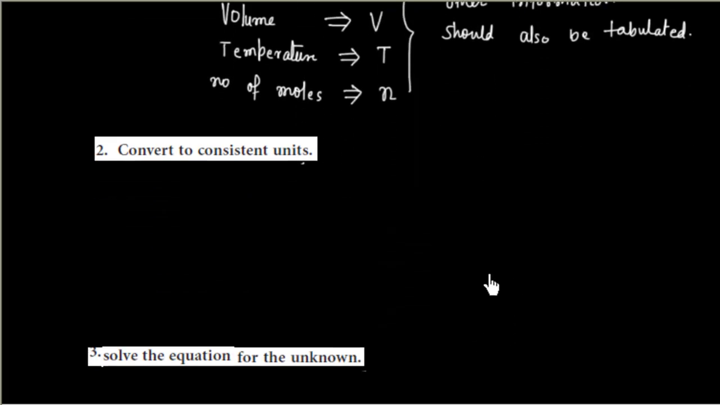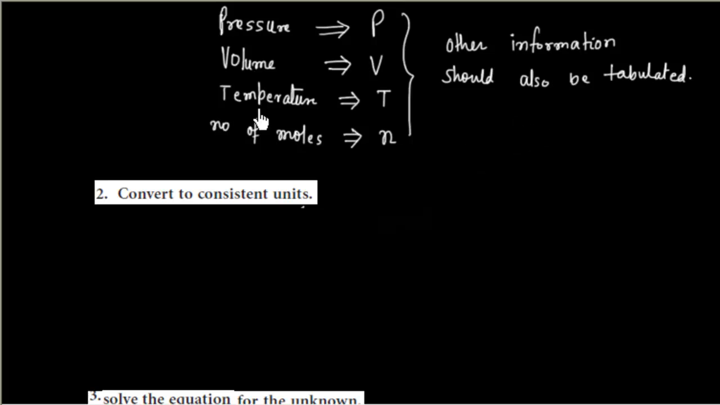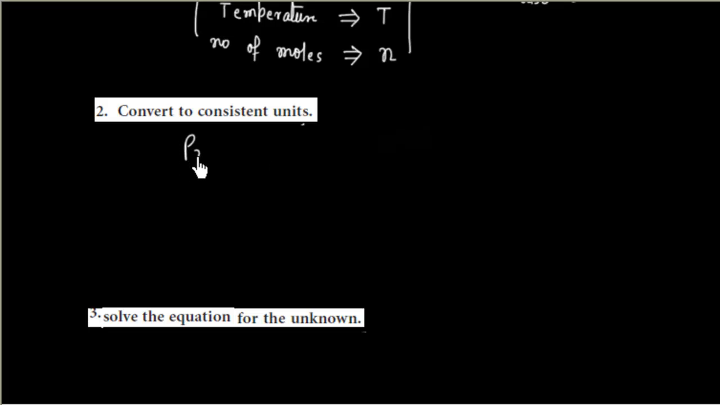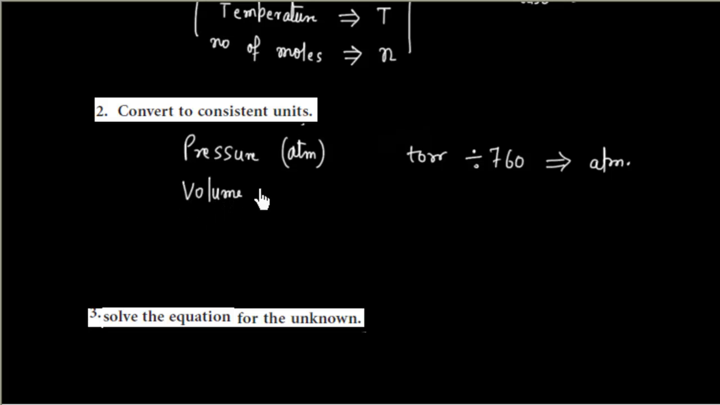Now once you have this information, these four variables and any other information, you have to convert into consistent units. For pressure, we need atmospheric pressure. So if pressure is given in torr, we have to divide by 760 to convert into atmospheric pressure. Similarly, volume is needed in liters. If volume is given in milliliters, then we have to divide by 1000 to convert this into liters.